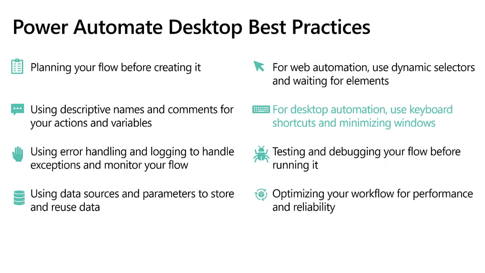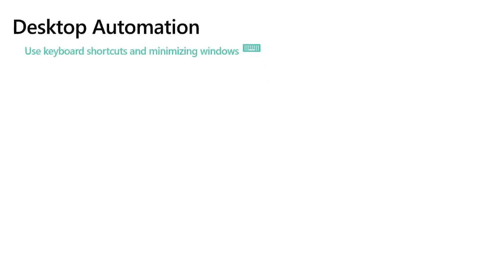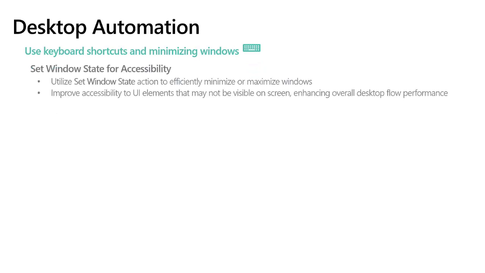For desktop automation, as Ramsey discussed, you should use keyboard shortcuts and minimize and maximize windows. You can utilize the set window state action to effectively minimize and maximize windows. This will help improve accessibility to the UI elements that may not be visible on a screen, which can enhance your overall desktop flow performance.